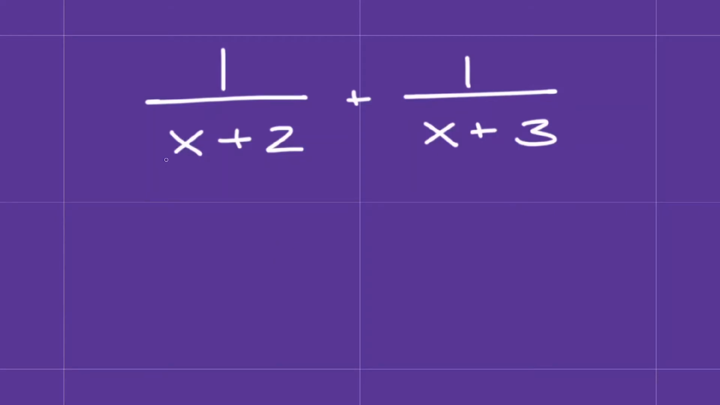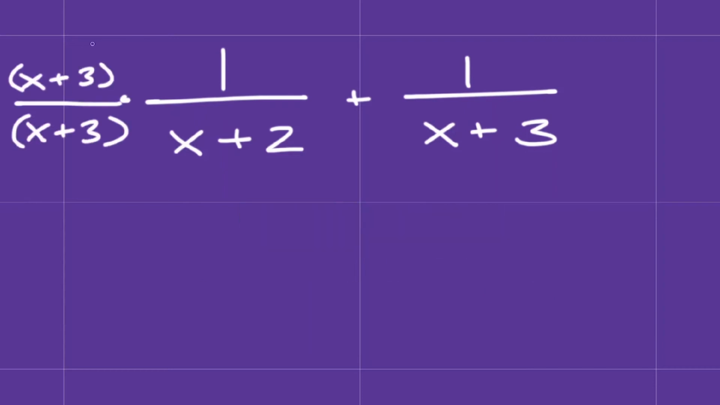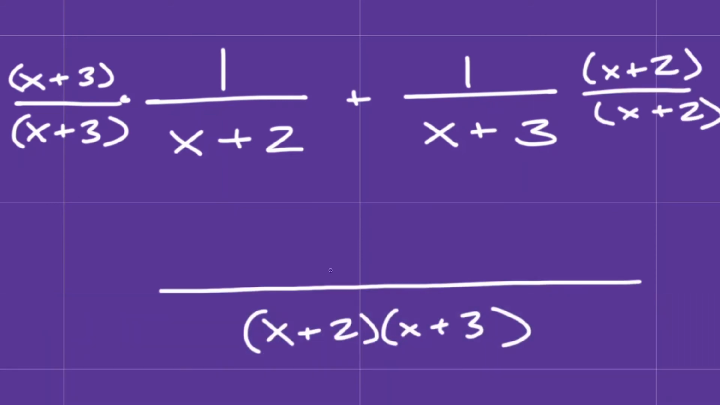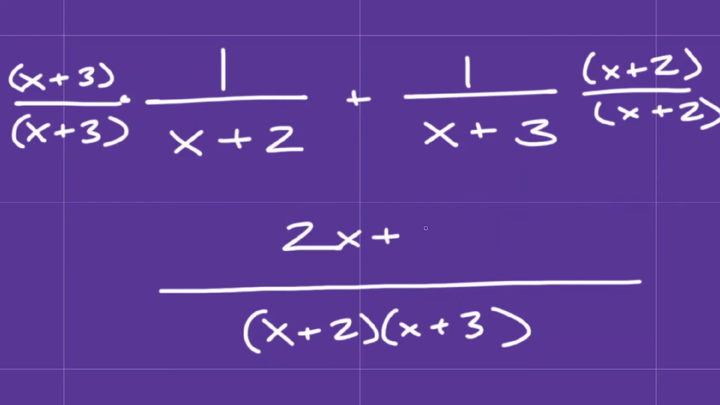The easiest way of approaching this problem is to join the fractions on the bottom. We'll make x plus 2 times x plus 3 the common denominator here, and multiply the missing factor to each numerator. From there, we'll join the fractions and then combine like terms in the numerator. We now have a single fraction at the bottom.